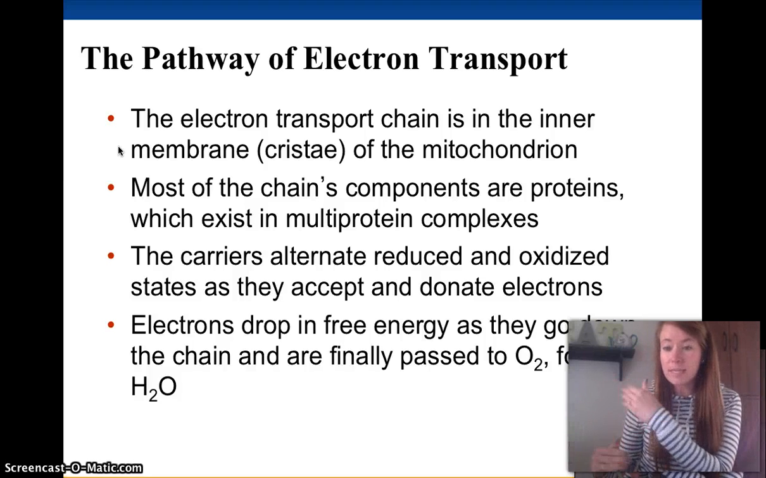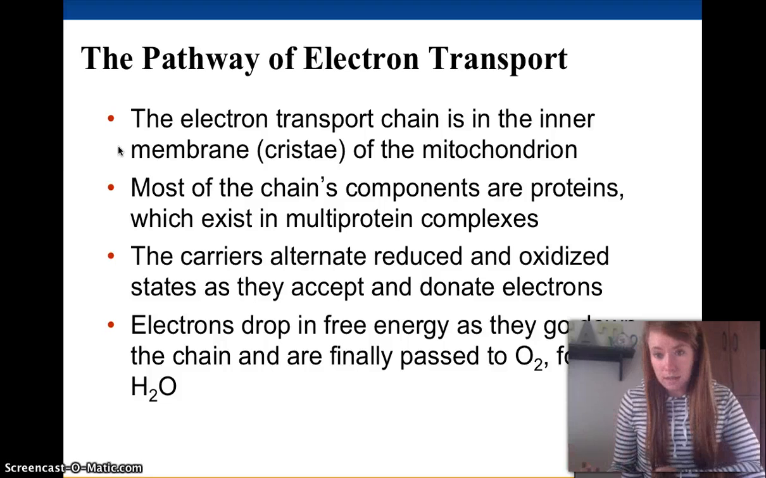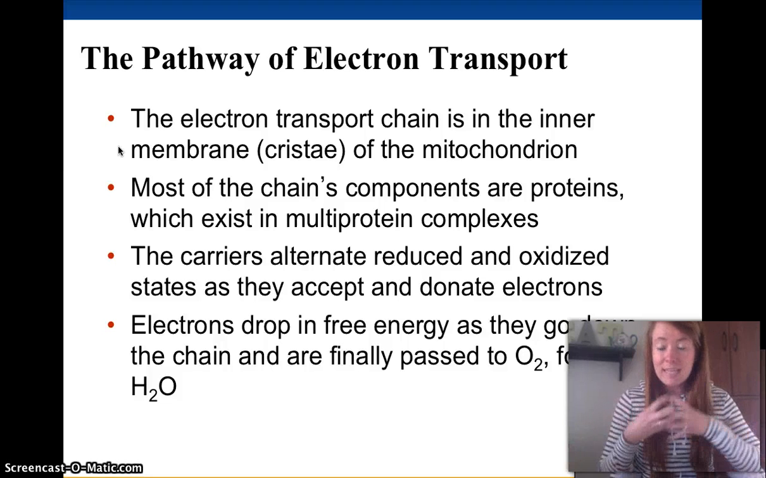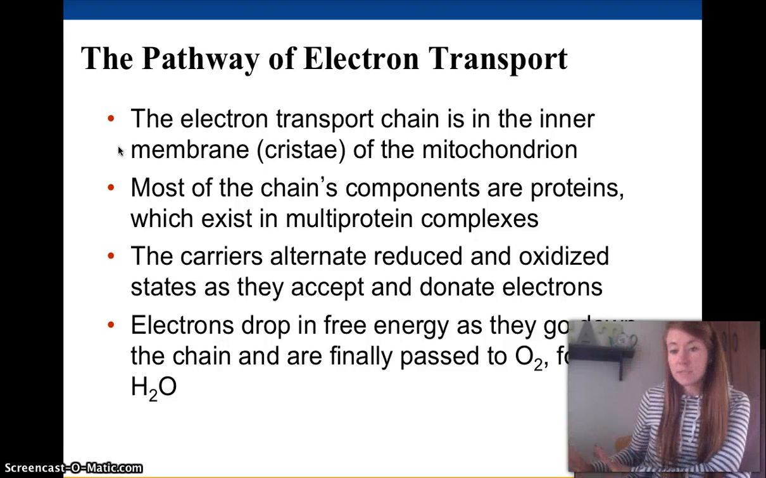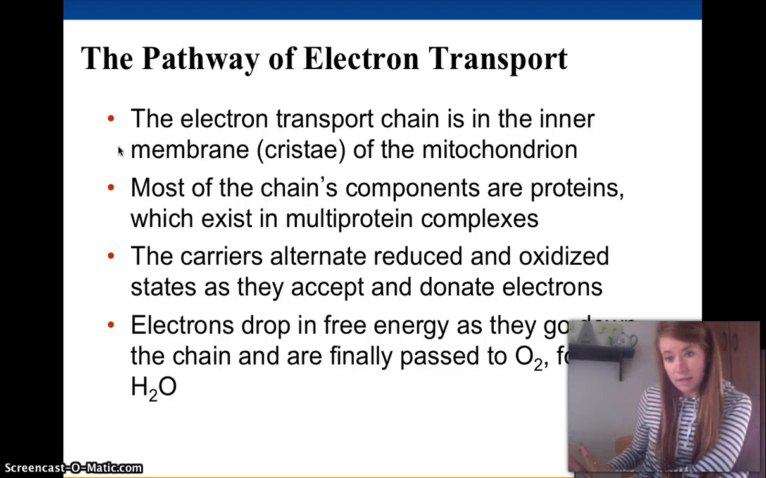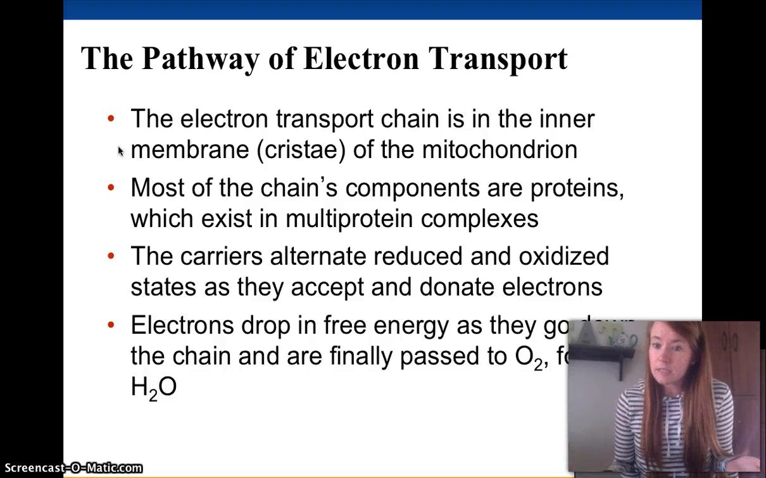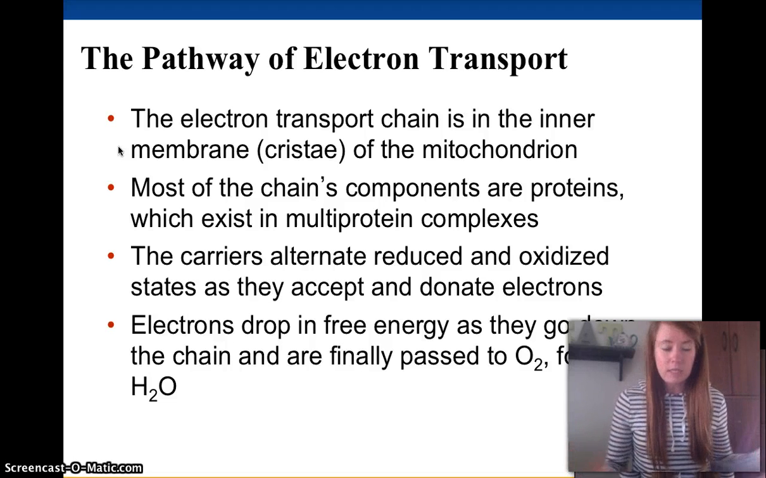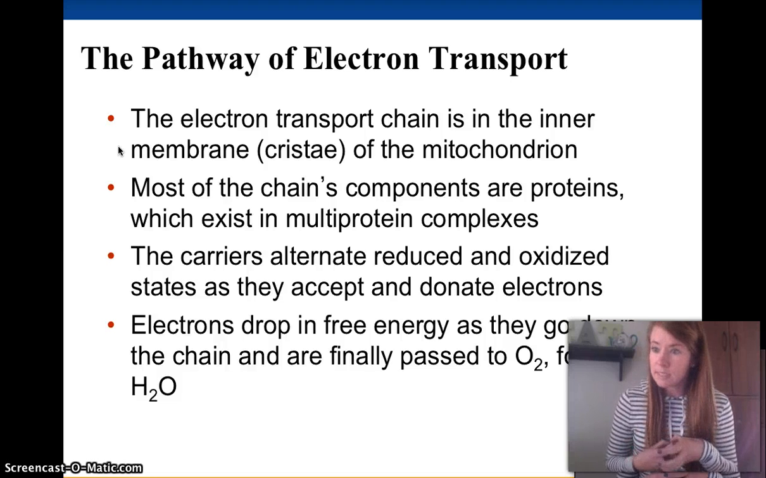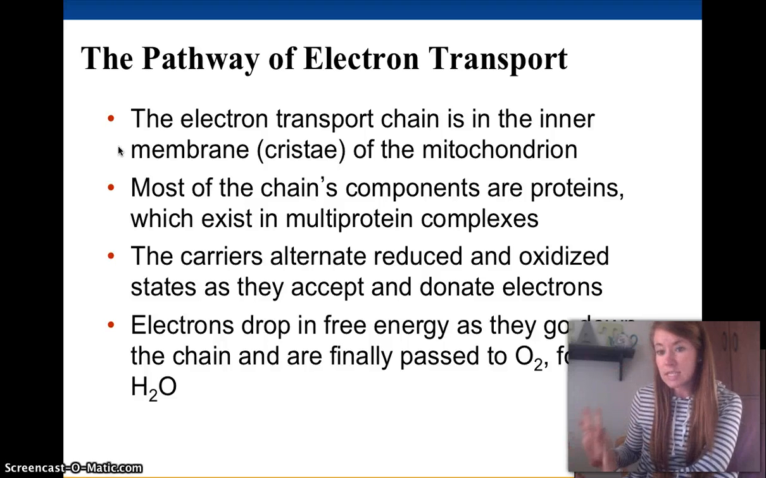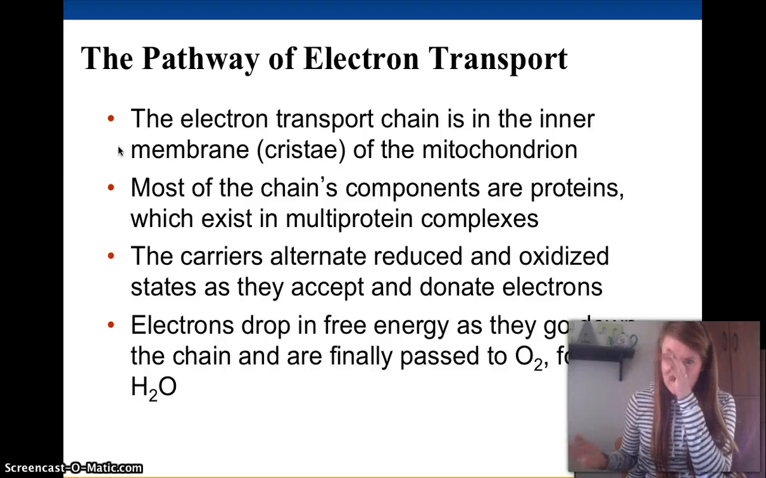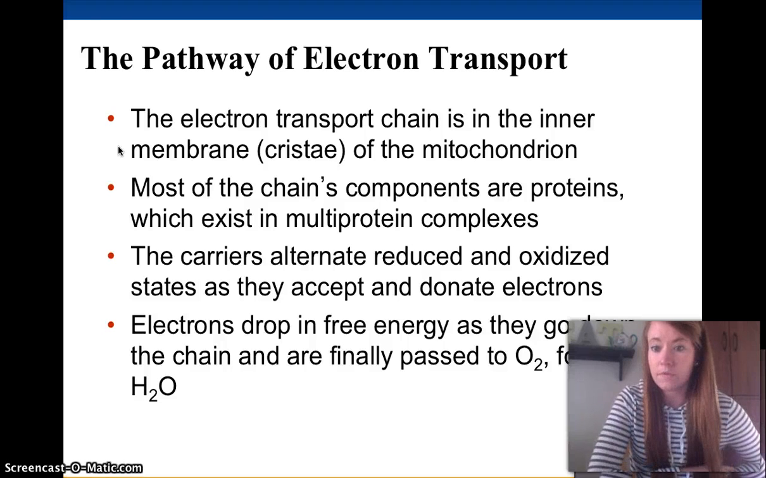So the proteins are repeatedly getting reduced and then oxidized. When they accept electrons, they are accepting something that's negative, so they get reduced. They are reduced for a moment, and then they pass on the electrons to the next protein, and as they pass on the electrons, they become oxidized because they got rid of electrons. The next protein is accepting electrons, accepting something that's negative, so it gets reduced. Then it passes on the electrons to the next protein and becomes oxidized. So the proteins are reduced and oxidized over and over again.